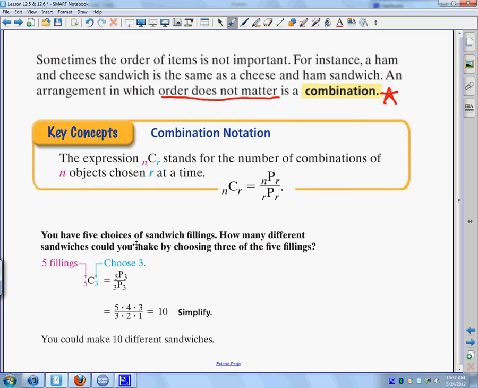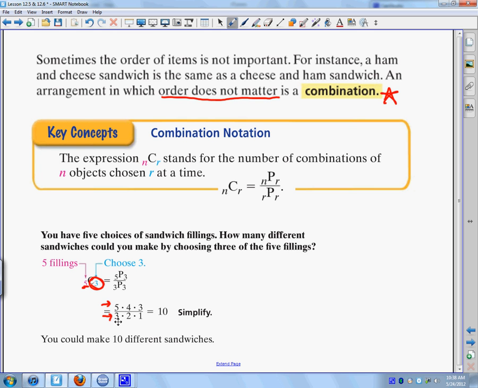Here's how it works. You have 5 choices of sandwich fillings. How many different sandwiches could you make by choosing 3 of the 5 fillings? So I have this big C and I have a 5 and a 3. I start with 5 right there. 5 times 4 times 3 goes on the top. On the bottom, you start with however many you chose. I'm going to choose 3.